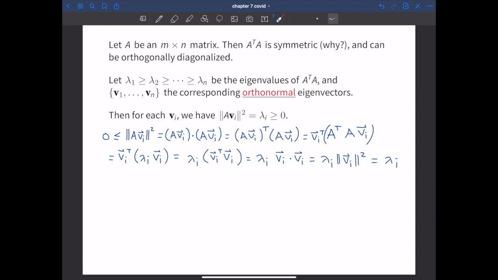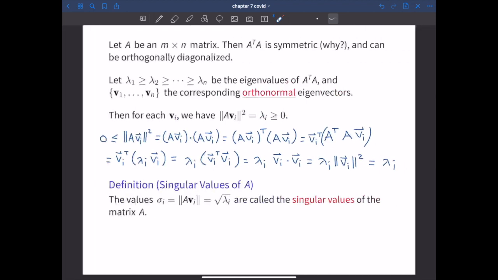Since these eigenvalues are all non-negative, we can take the square root of them. And we're going to give the values you get by taking the square root a special name. We're going to call them singular values. So the values sigma, which equal the length of AVI, or in other words, the square root of lambda I, are called the singular values of the matrix A.